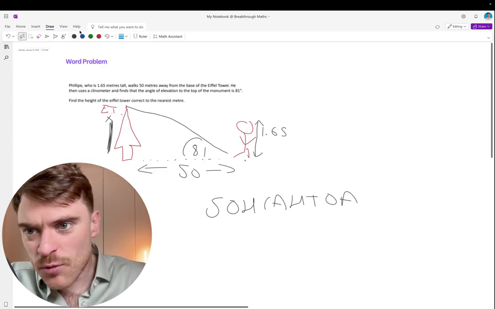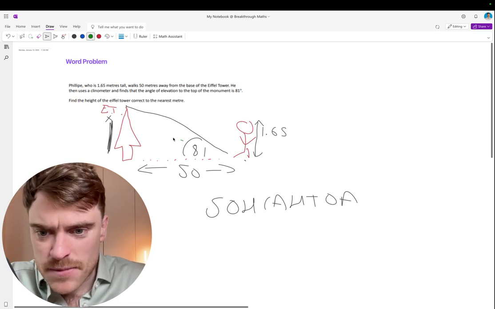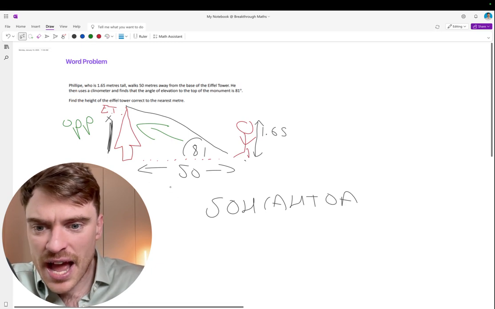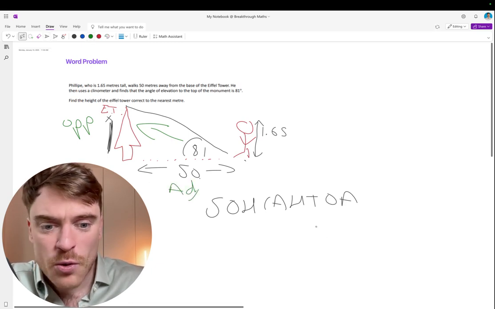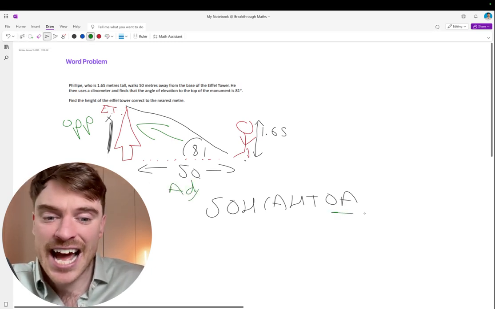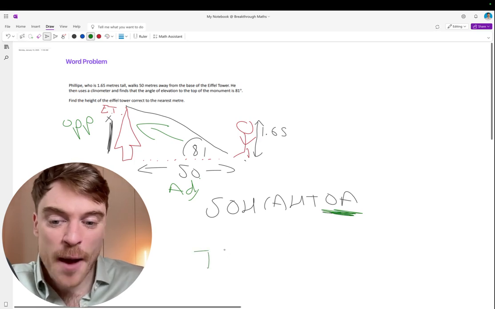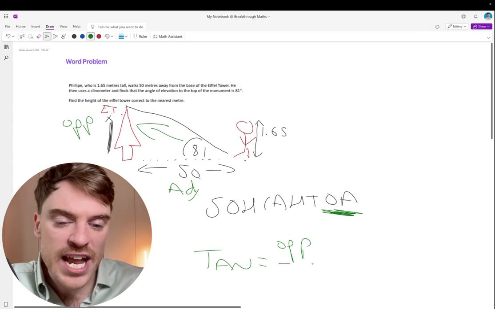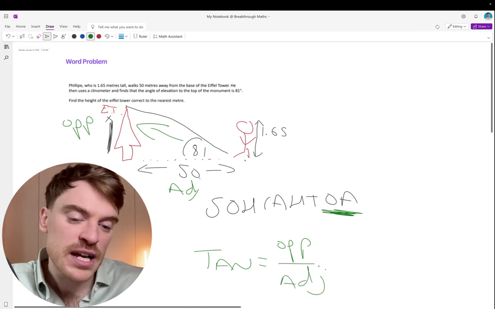Now, we're going to look across the way. That's the opposite. So we're looking for the opposite, and we have the adjacent. So which one is O over A? Tan. Tan is equal to opposite over adjacent. I'd write that down. Opposite over adjacent. And I get going.